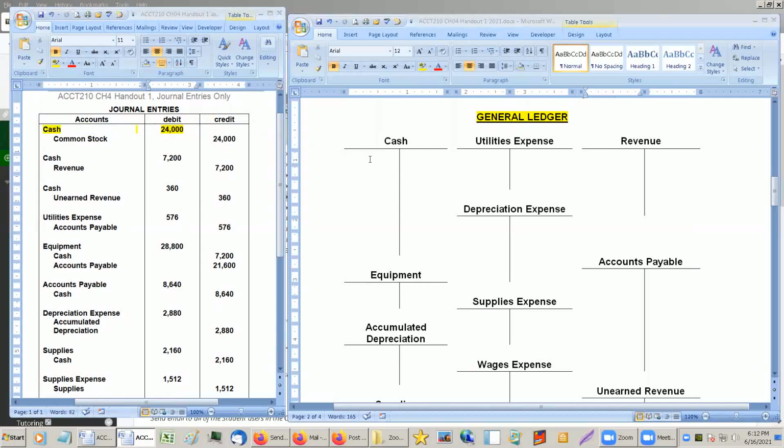So what we're going to do is come over here, and underneath the cash account, there's two sides, the left side and right side. And the left side is going to be the debit, just like over here. And we're going to put in 24,000 into cash.